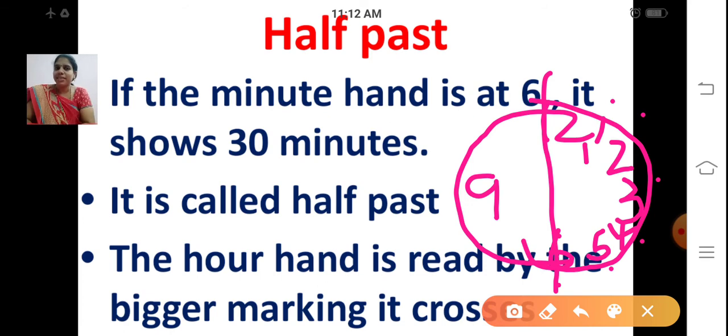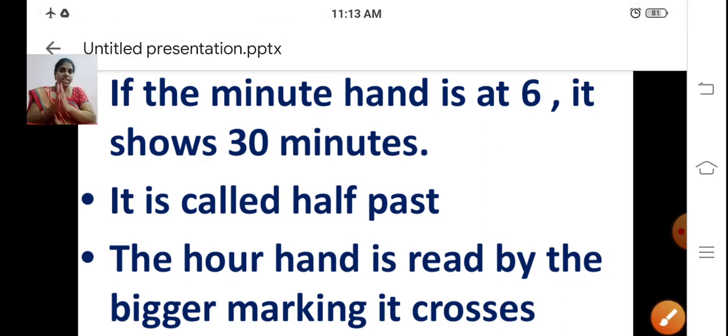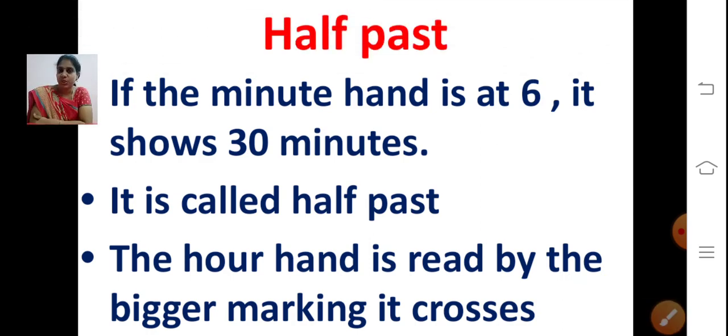What do we call it? Half is over from that time, right? So it is called half past. If the minute hand is at 3, we call it quarter past. Half past means 30 minutes is over from the given time. So 15 represents quarter, that means 3. If the minute hand is at 3, it is quarter past, and if the minute hand is at 6, that represents half past.